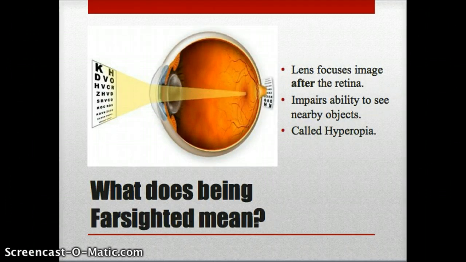What does being farsighted mean? The lens focuses the image after the retina. It impairs your ability to see nearby objects, and it's called hyperopia. If you are farsighted, your eye does not have adequate focusing power. Light rays fail to form a focus point by the time they reach the retina. Contact lenses and glasses correct farsightedness by converging light rays, which increases the eye's focusing power. This moves the eye's focus point forward onto the retina.